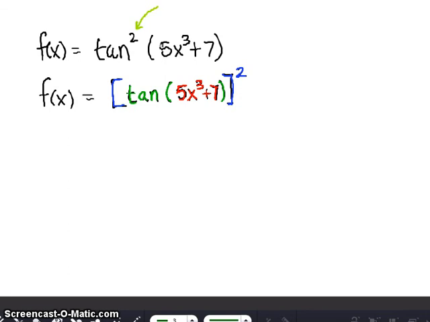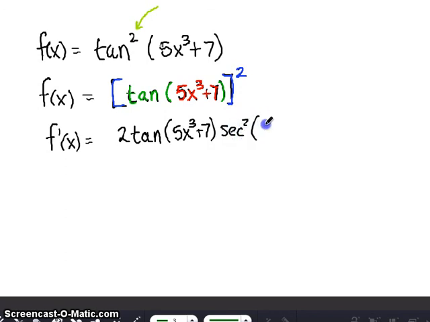So when we go to start taking our derivative, piece by piece, we have to do the blue part first, so take the 2, drop it down front. Then tangent stays the same. 5x cubed plus 7 stays the same. Take the derivative of the next piece, which would be that green part. Remember, working outside in, peel one layer at a time. Derivative of tangent is secant squared. Keep the inside the same.